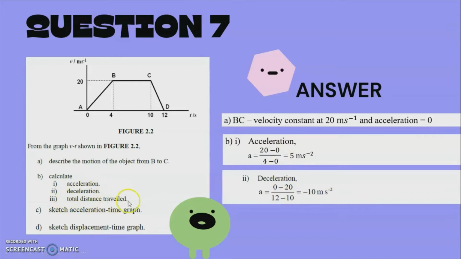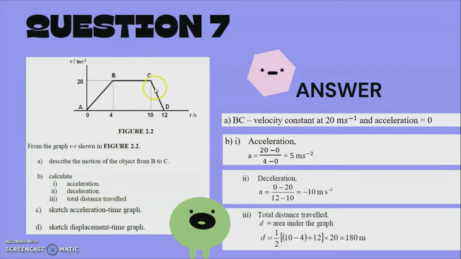Now, total distance traveled came from the area under the graph. Just find the area under the graph by using trapezium formula. This length is 6, 10 minus 4. This length is 12, so just add these two up, times with the height, which is 20, and then times with 1/2. Okay, you will get 180.